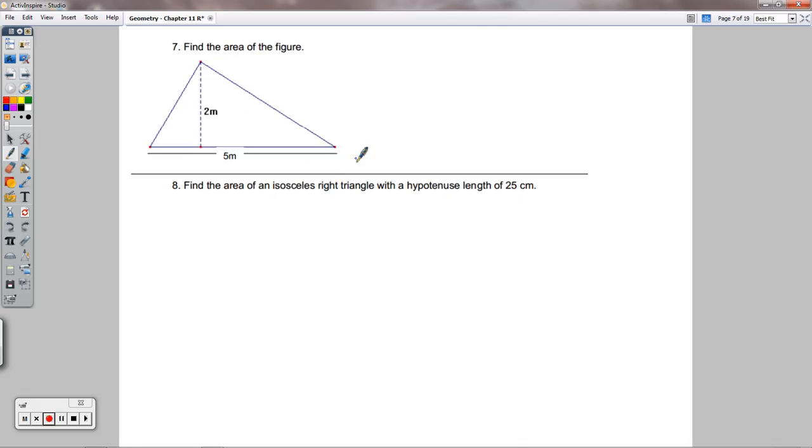Number 7, finding the area of the figure. We are going to assume it's not labeled here. We're going to assume that that is a right angle. The area of a triangle is 1/2 base times height. You're given the base and the height perpendicular to that base, so we just plug those numbers in. So 1/2 times 5 times 2, and half of 5 times 2 would be, this would be 10, half of that would be 5. So we have 5, and meters are my units, so meters squared for the area.